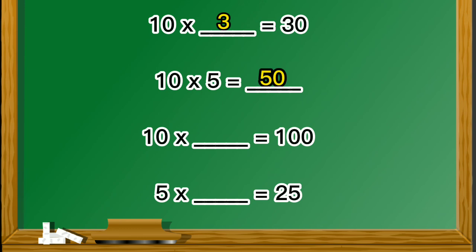Number 3, 10 times blank is equal to 100. What number should we put in the blank so that we can get the product 100? If your answer is 10, then you get the correct answer. Number 4, 5 times blank is equal to 25. What number should we put in the blank so that we can get the product 25? What is your answer? If your answer is 5, then you're right.